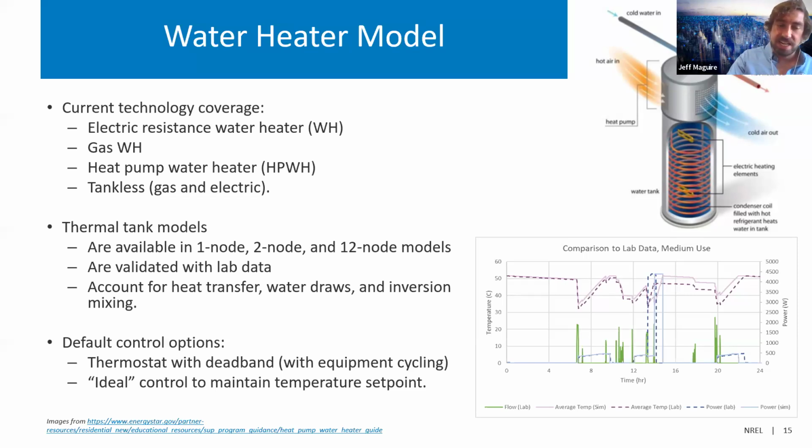These models have been validated against some detailed lab data that we've taken ourselves. So we've looked at what the power consumption and tank temperatures were for, say, a heat pump water heater under a typical day of hot water use. And then we've run that in OCHRE using basically the lab ambient conditions and draw profiles as inputs, and made sure that we could get a good match on our model. The model here does account for all the heat transfer between nodes, the impact of water draws, and also the inversion mixing, basically the buoyancy effects where hot water rises to the top.